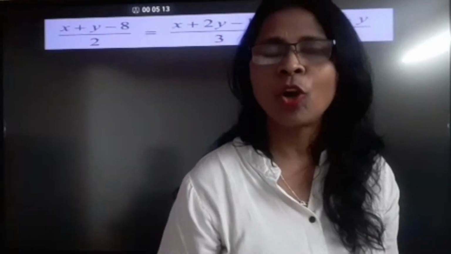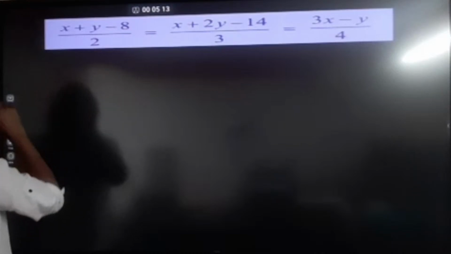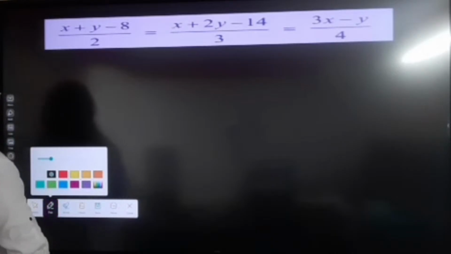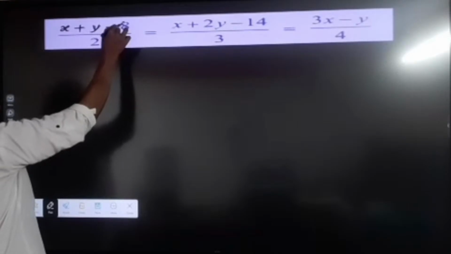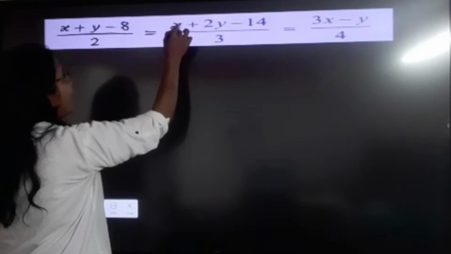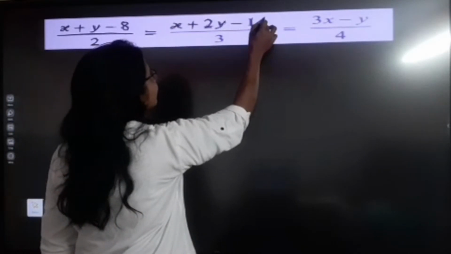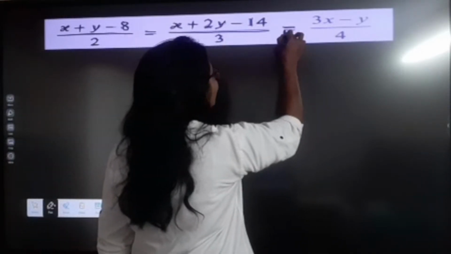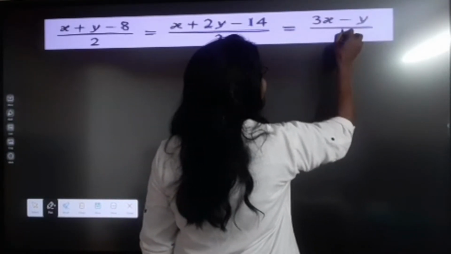So students, the first hot question is in front of you. See here, very easy question. x plus y minus 8 divided by 2 is equal to x plus 2y minus 14 divided by 3 is equal to 3x minus y divided by 4.